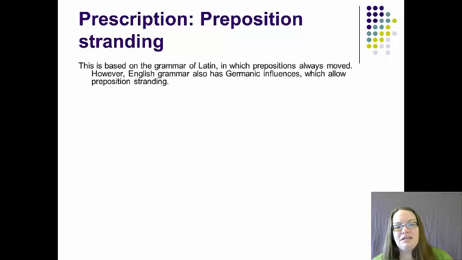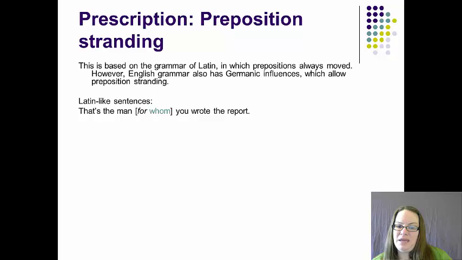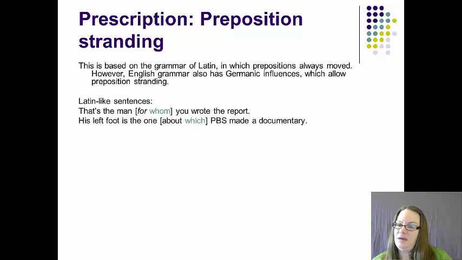However, English has its roots in Germanic languages, which allowed preposition stranding. So a Latin-like sentence would be something like, "That's the man for whom you wrote the report." "His left foot is the one about which PBS made a documentary."